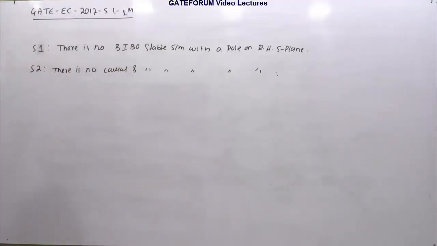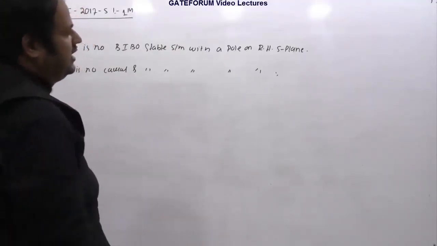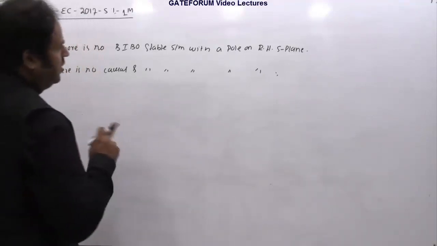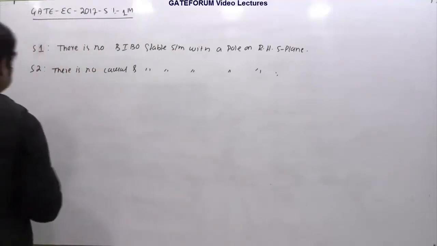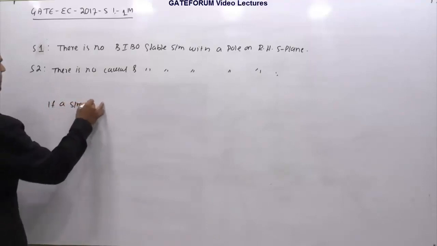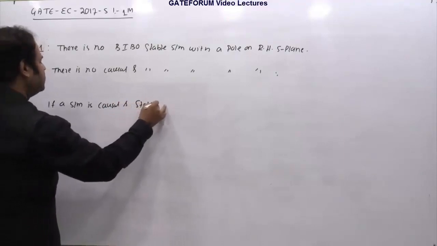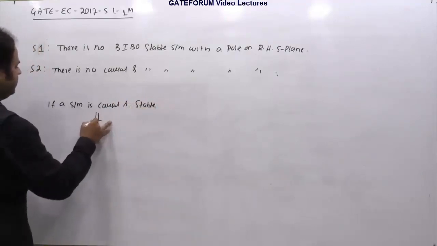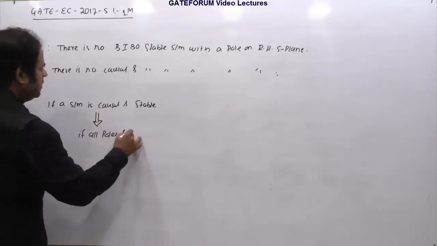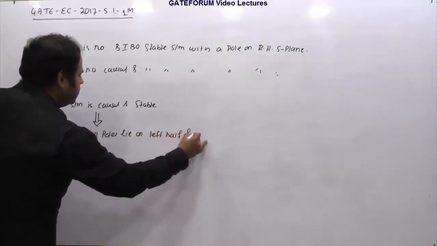So the first statement is telling there is no bounded input, bounded output stable system with a pole on the right half S plane, and the second statement is telling there is no causal and unstable system with a pole on the right half S plane. So first thing is, if a system is causal and stable, then this is going to happen if and only if all poles lie on the left half of S plane, isn't it?